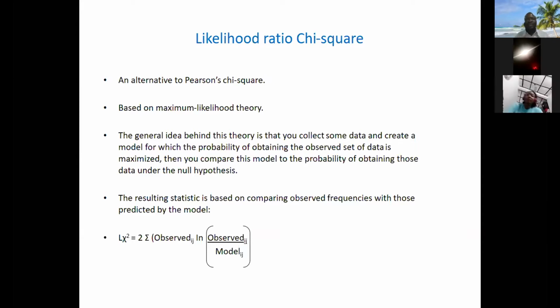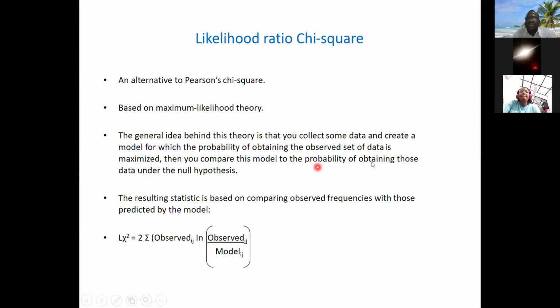Now, there's something that is very important here. It's an alternative. Intelligent people, they know how to play with numbers when they think. They base this logic on what they call maximum likelihood theory.